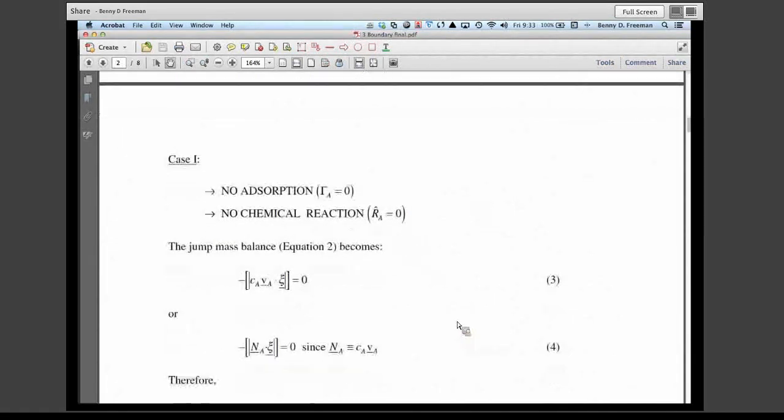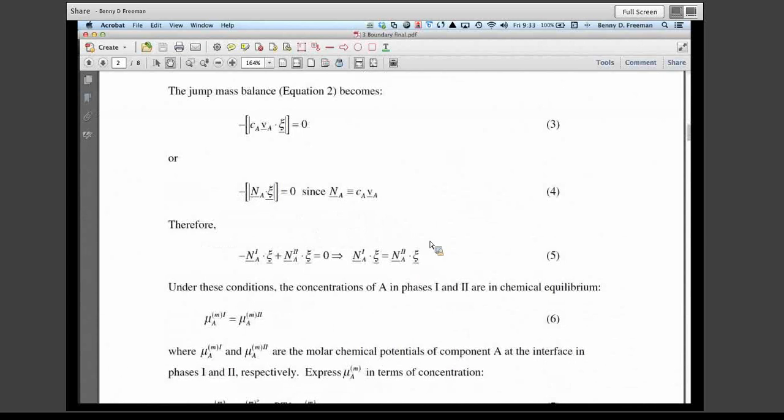We then considered cases in the limit where the interface is stationary, one where there's no chemical reaction and no adsorption, and we showed that this required that the flux of material arriving at the interface in one phase had to be equal to the flux of material leaving the interface in the other phase. Now, these fluxes are dotted into the unit normal at the phase interface because we're only interested in the material that can actually transport through or across the phase interface.